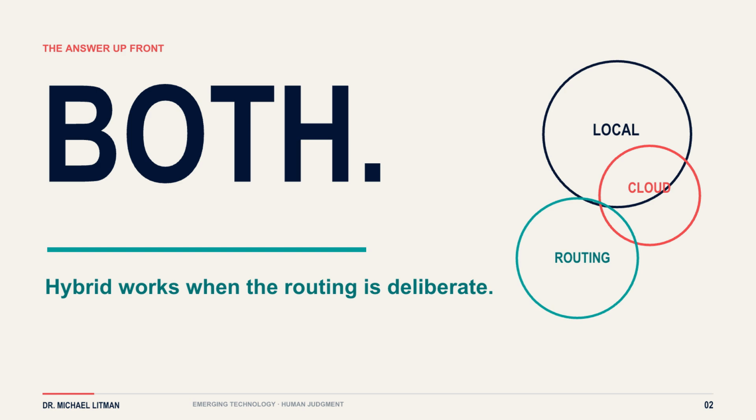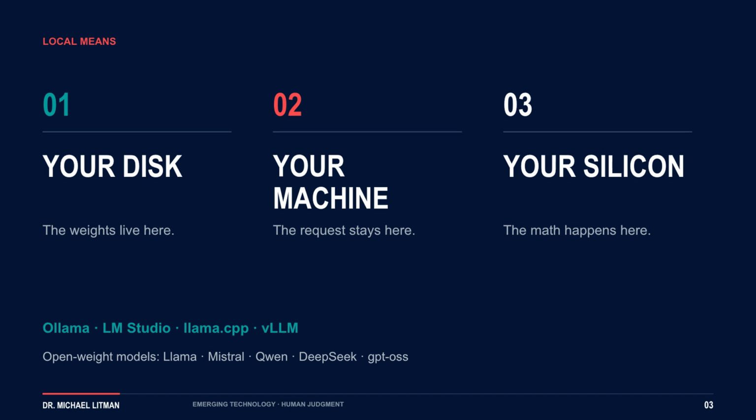The answer is both. It's hybrid. But the only way hybrid isn't a mess is if you actually understand what each side is good at. So let's do that. Buckle up. Yeah, let's start with local. Local means the weights are sitting on your disk, on your machine, and the math is happening on your silicon. That's it. Nothing leaves the building.